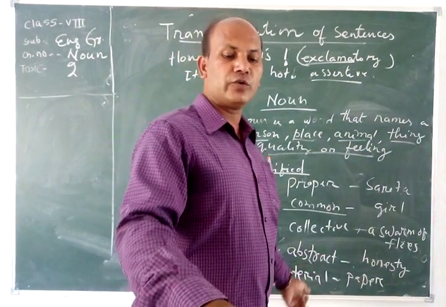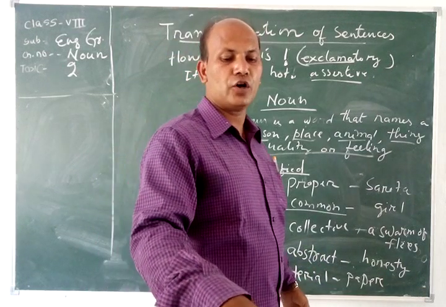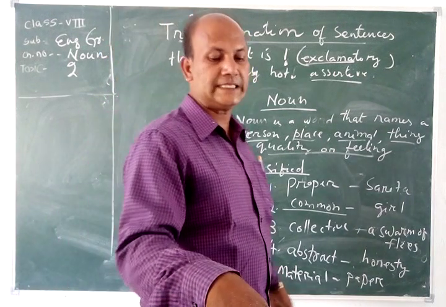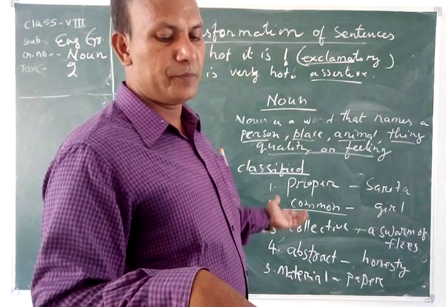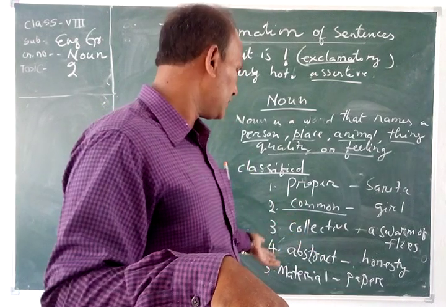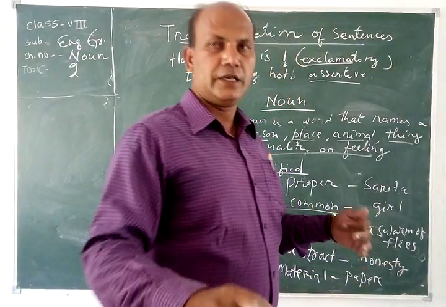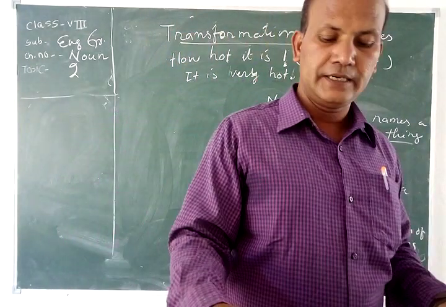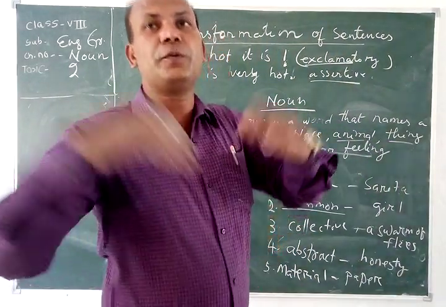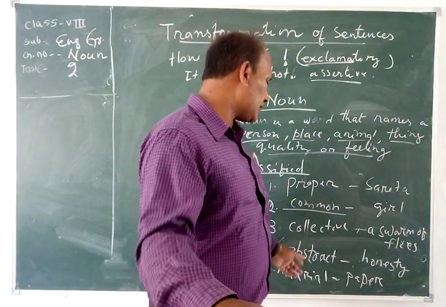A collective noun denotes a collection of people, animals, or things. Many examples are there, and you have to practice them, just like a swarm of bees, a bunch of flowers, a bouquet of flowers, or a class of students. There are many examples of collective nouns. A group of nouns, together we speak. Then comes the abstract noun.